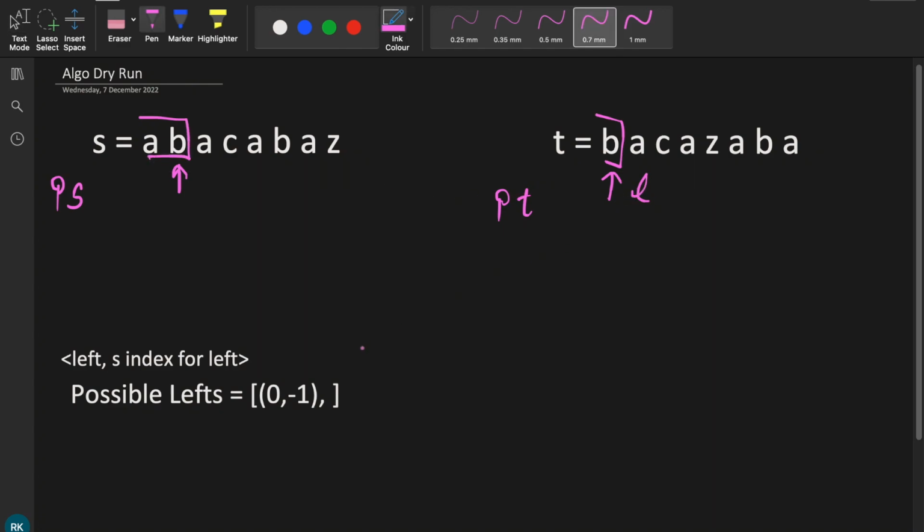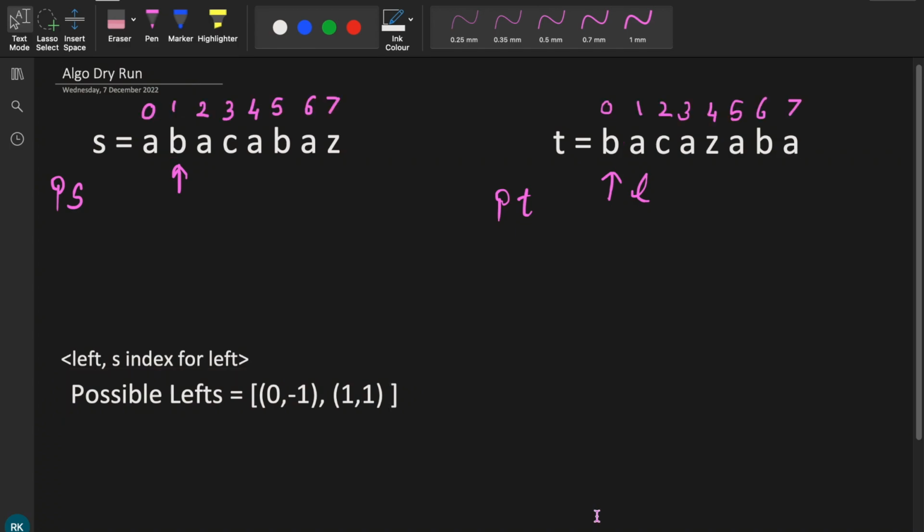So what is the left which we can put in possible lefts? The left will be PT plus 1, that is index 1. And what is the S index we have traveled so far? We have traveled 0 and we have traveled 1, so the S index will be 1. Moving forward, once we have pushed into our possible lefts array, we increment both our PS and PT pointers.